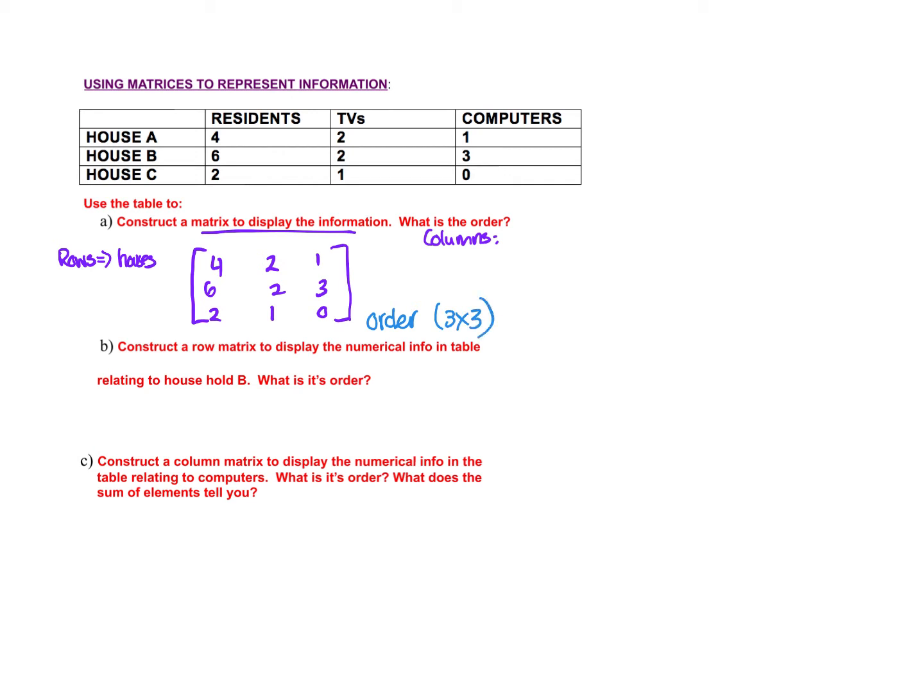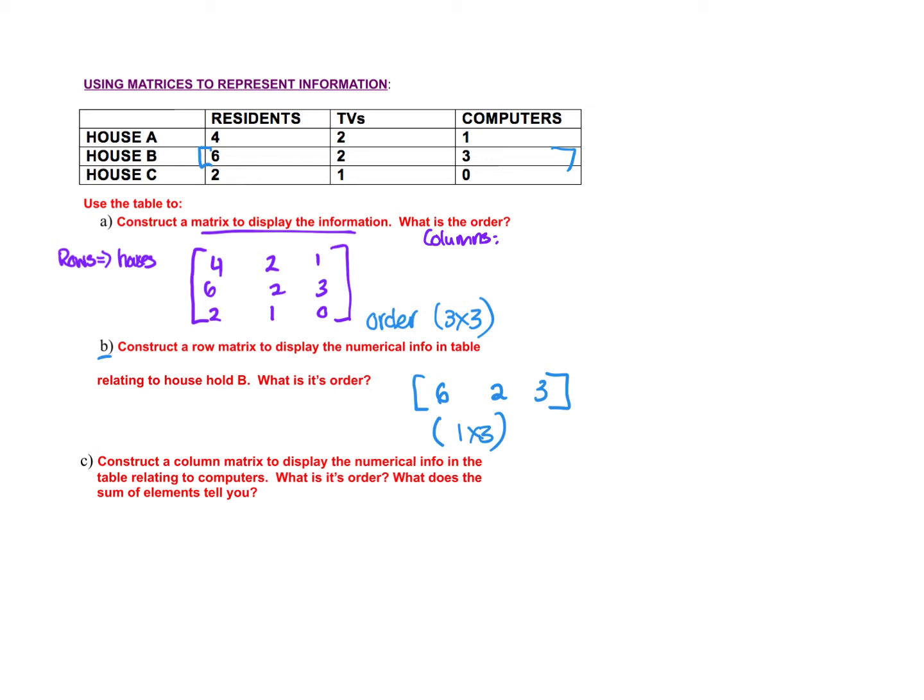Okay, so now in question B, it says construct a row matrix to display the numerical info in the table relating to house B. So house B is up here. Because it's a row, we only have one row. So what's the order of this row matrix? 1 by 3. Yeah, it's a 1 by 3. A row matrix will always have a 1 at the front because there's only one row in a row matrix.